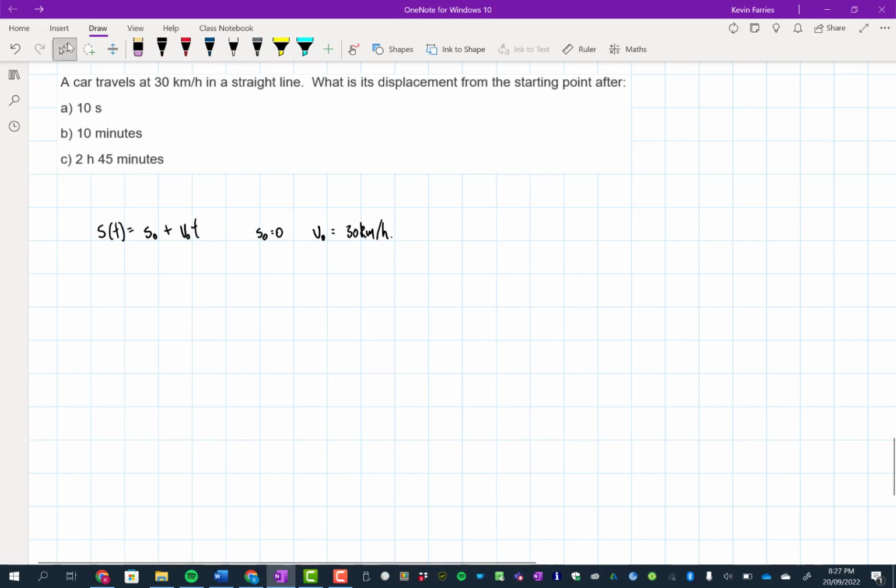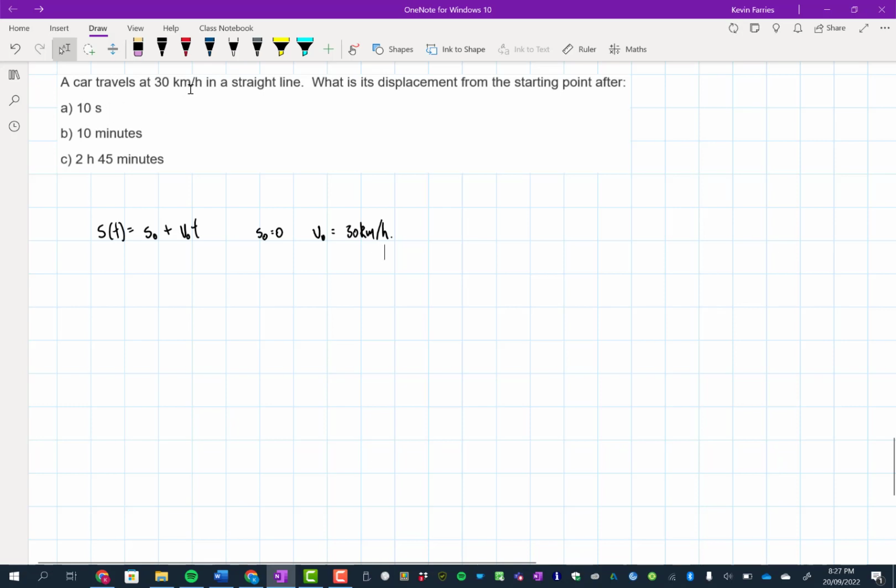And so we've been asked to find the displacement from the starting point after 10 seconds. We could do this in a couple of ways. And we're going to want a sensible answer here. So after 10 seconds, it's only going 30 kilometers an hour. So it's just a bit less than the speed you would usually drive on the streets, 40 kilometers an hour, 50 kilometers an hour. And so it's only going to go a matter of meters.